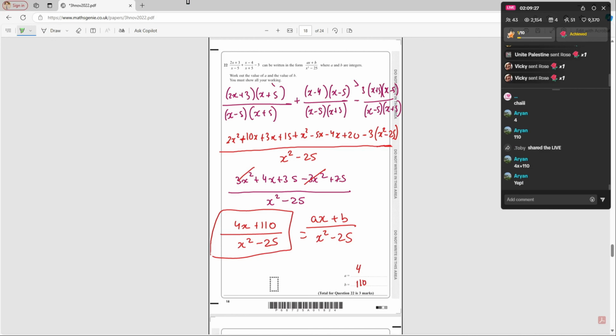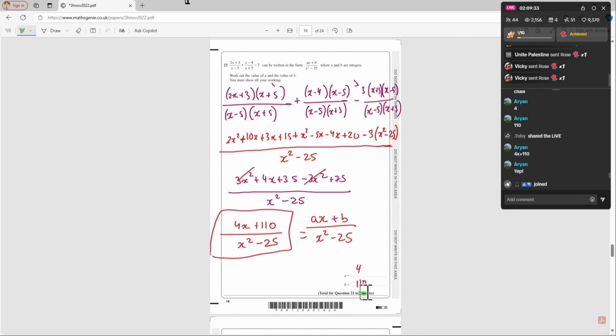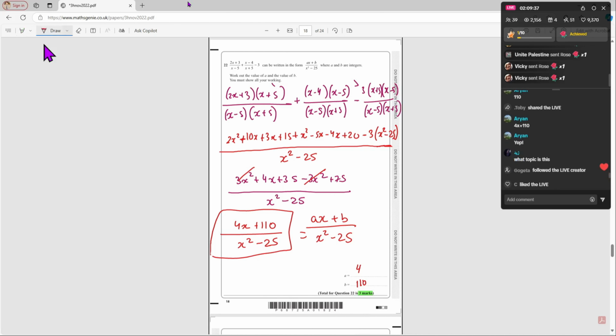So, well done guys for getting that correct. I do not know why this question is 3 marks. I felt like it should be at least 5 marks. Probably it's 3 marks because it's a higher paper and they expect you to know this. I think when I did the foundation paper and this type of question came, it was 5 marks.